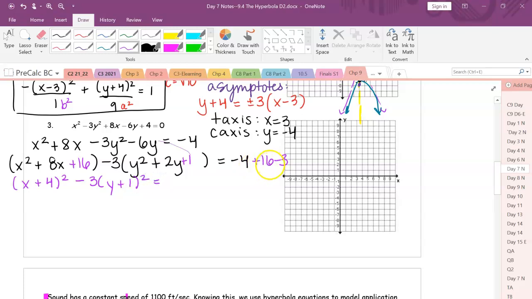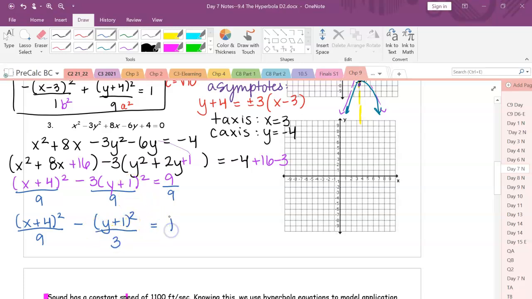-4 plus 16 is 12. 12 minus 3 is 9. And then finally divide everything by that number on that side so we can get an equals 1. X plus 4 squared over 9 minus y plus 1 squared over 3 equals 1.